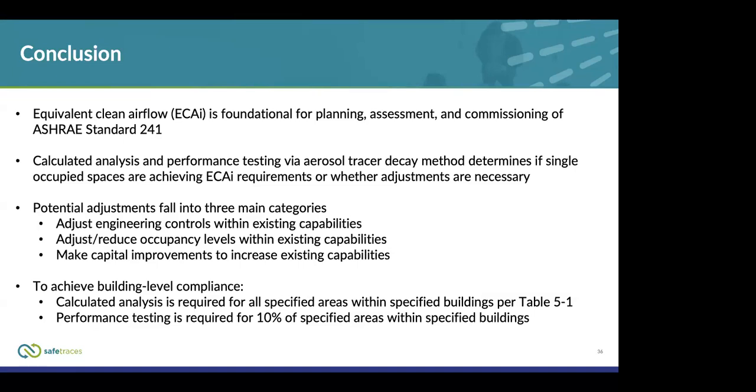The potential adjustments, as summarized in the action framework, really fall into three categories if you're not already compliant. One, adjust the engineering controls within the existing capabilities of the building and the systems. Secondly, adjust and generally reduce the occupancy levels within the existing capabilities of the building and the mechanical systems. And third is making capital improvements to increase their capabilities. Those range from smaller capital improvements like in-room air cleaners and UVC to more significant ones, like buying new air handling units and making significant investments in the HVAC system.